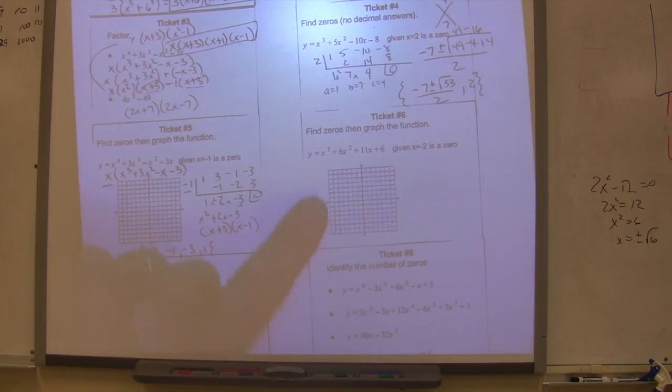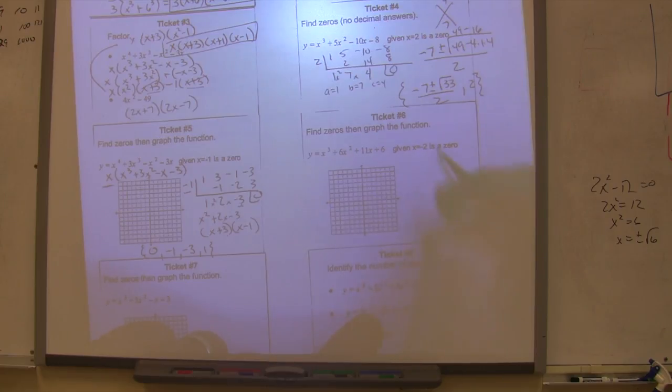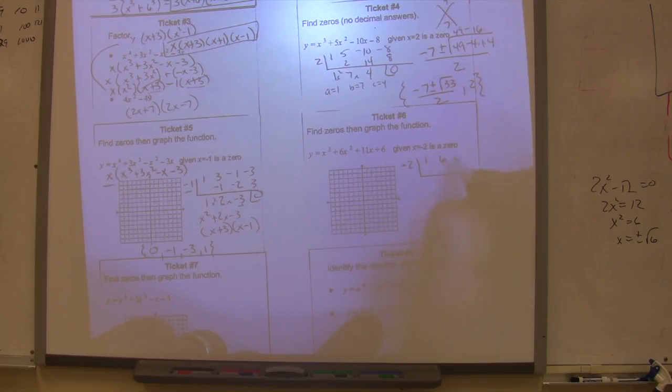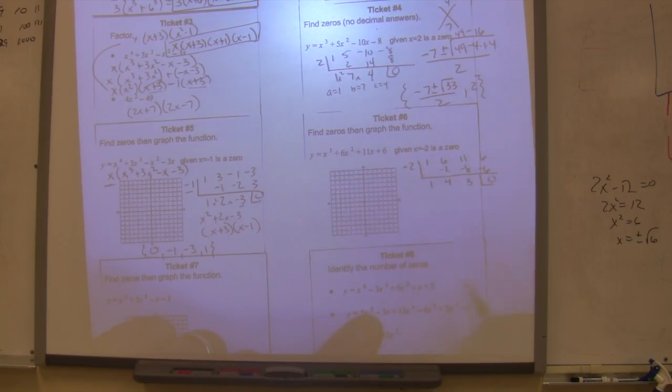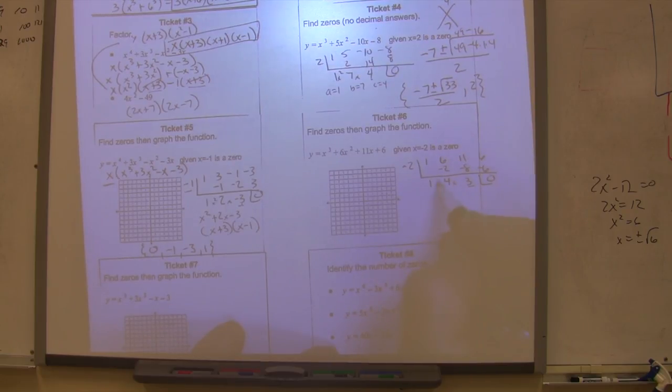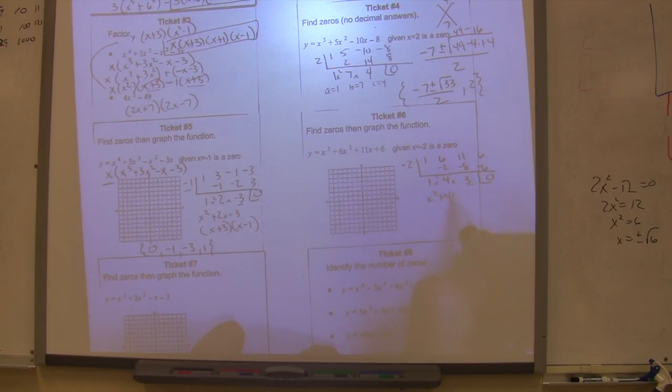Next one, again, I don't care about the graph. We know negative 2 is a 0, so I'm going to do synthetic division with negative 2. So 1, 6, 11, 6. 1, negative 2, 4, negative 8, 3, negative 6, 0. Constant, first power, second power. So x squared plus 4x plus 3. Do the x method, but that factors into x plus 3 and x plus 1. And so our answers are the one they gave us, negative 2, opposite this, negative 3, opposite 1, negative 1. So that's the factoring.